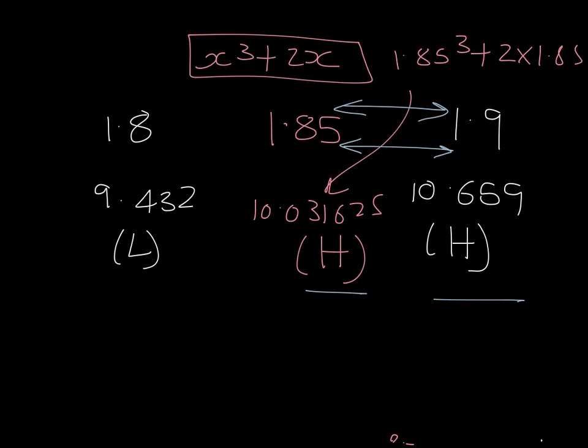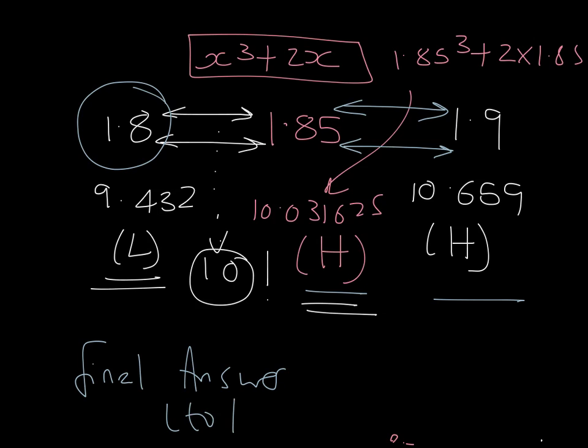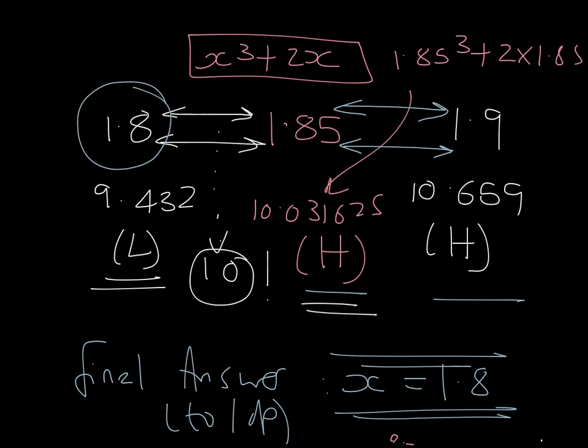However, look at here between 1.8 and 1.85. 1.8 gave us a value which was too low. 1.85 gave us a value which was too high. So somewhere in between them, there must be a number that actually gives us the magic answer of 10. All of the numbers between 1.8 and 1.85 will round down to give us an answer of 1.8. So the final answer to 1 decimal place is x equals 1.8. And the 1 decimal place is here in the value of x because 1.8 has been rounded to 1 dp.